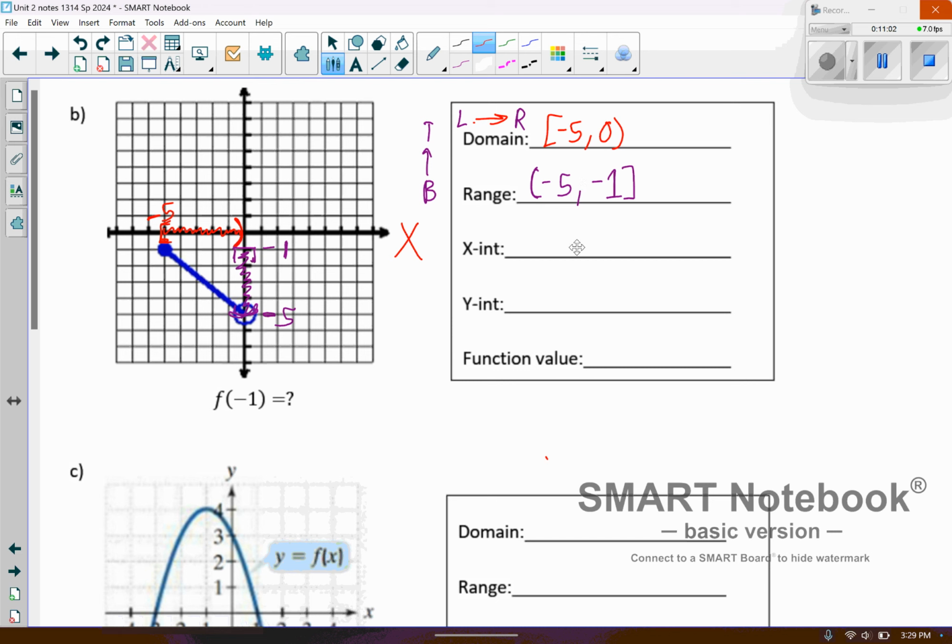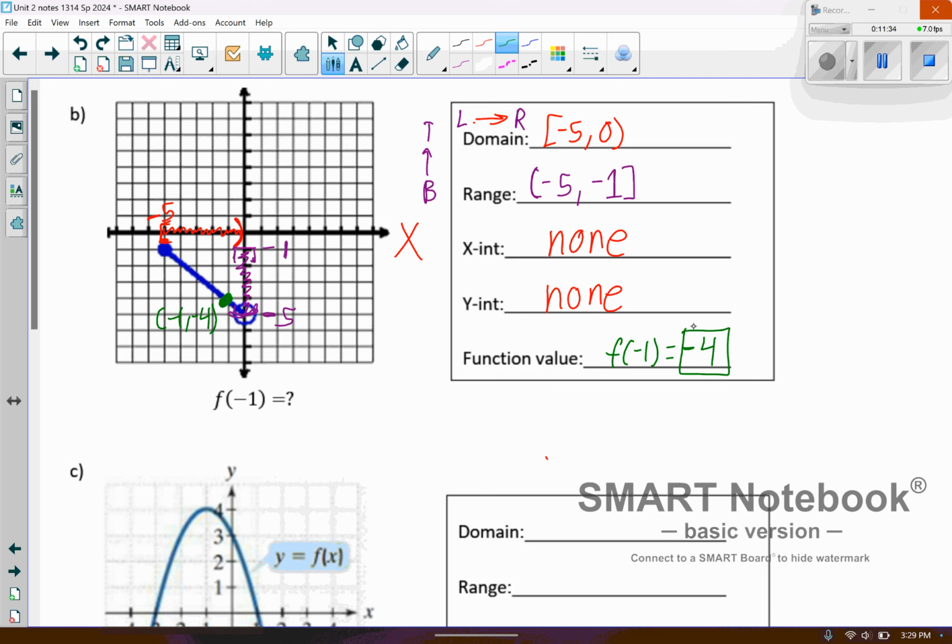Okay, x-intercepts, none, and y-intercepts actually none, because it's an open circle, so I don't actually touch the y-axis right there, so I don't have one there. And then my function notation, so f of -1 would be this point right here. And so when x is -1, it looks like y is -4. And so that's actually my answer. F of -1 equals -4. And so that is the answer to that.